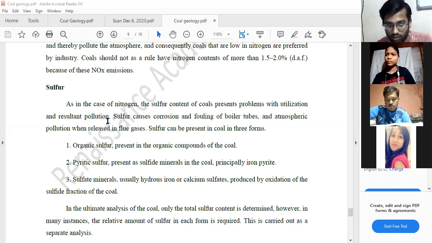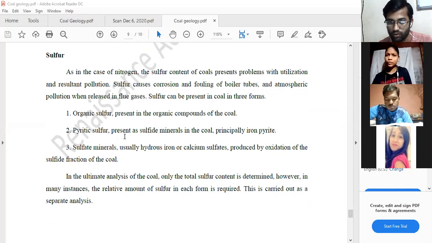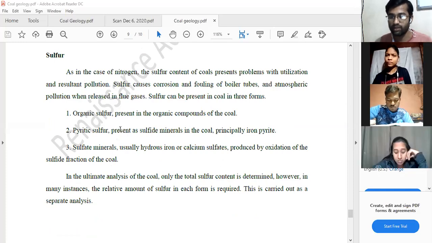Now we have three different types of sulfur present in coal. One is organic sulfur, present in organic compounds of the coal. Then we have pyrite sulfur, present as a sulfide mineral in coal, principally iron pyrite. You will find pyrite associated with coal deposits. If this sulfur comes in contact with groundwater, then you will see the release of sulfuric acid from the mine. There is one term, that is acid mine drainage.